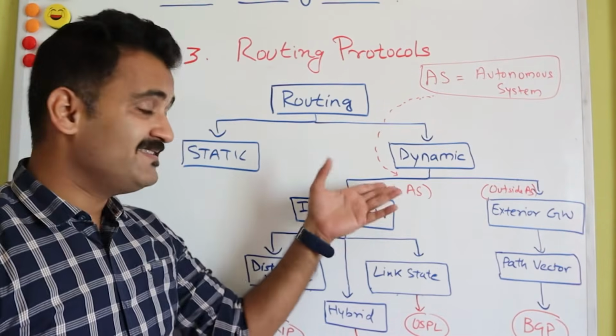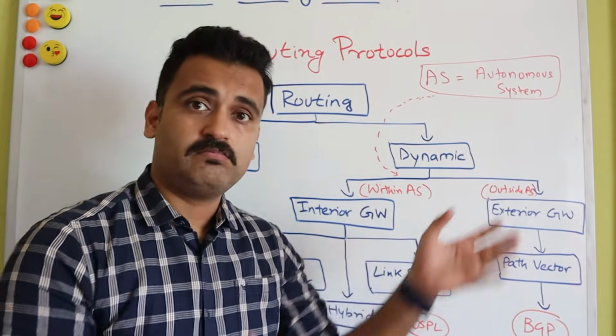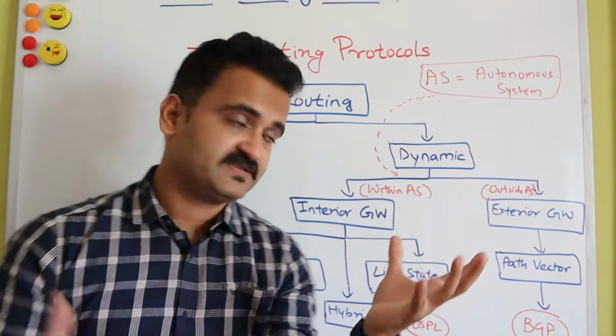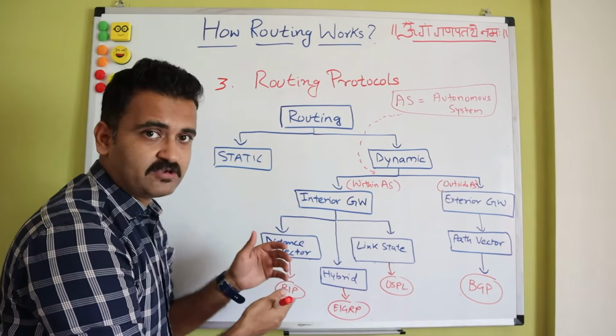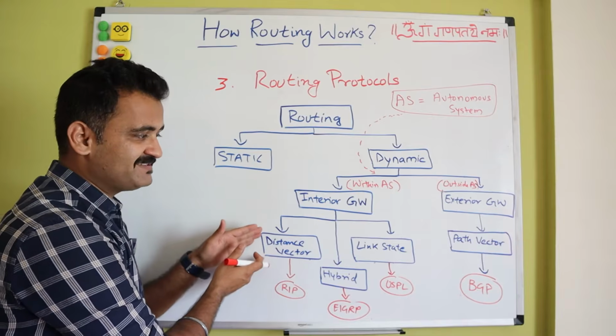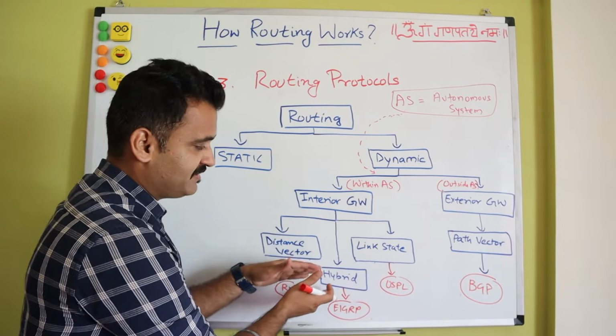Okay, so understand this is talking within your company. This is talking maybe between two different companies, right? So under interior gateway, we have three different sets of protocol categories. One is distance vector, then there is link state, and then there is hybrid.